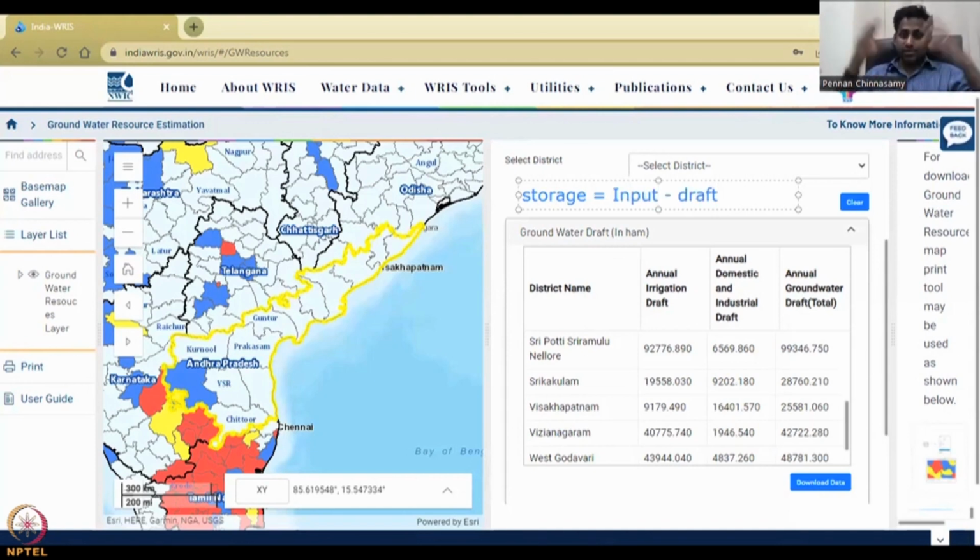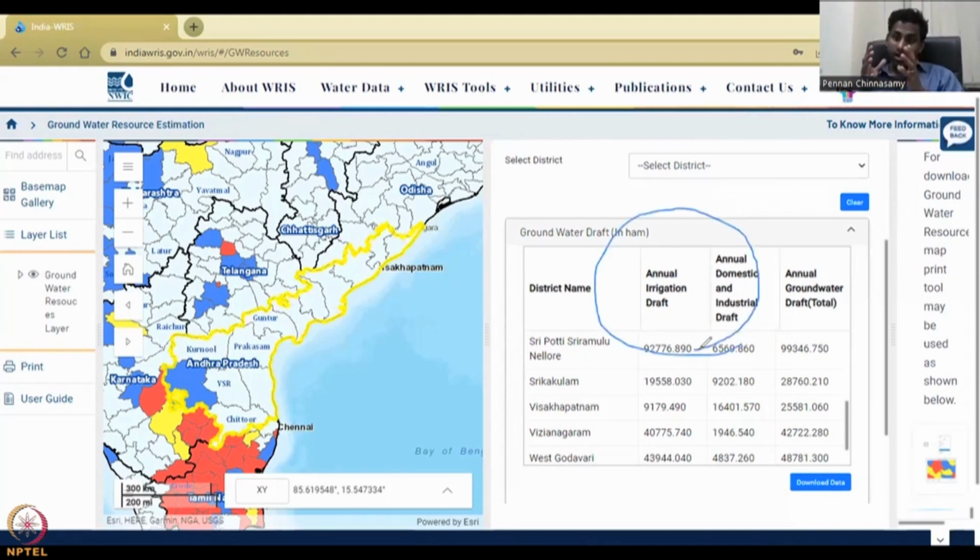The input is your recharge and everything. So that is already given here in the data as annual available water. And then the draft is your total draft, which is given here. It is a summation of irrigation and your domestic, industrial, etc. draft. So this is your draft, and then your input is your recharge. You subtract it, you'll get the annual remaining, which is your storage.